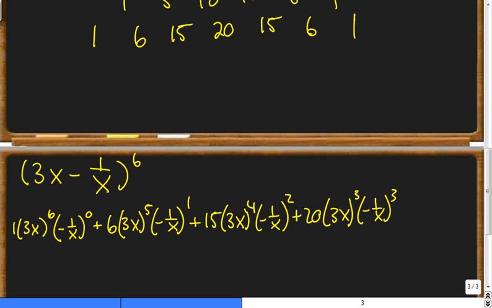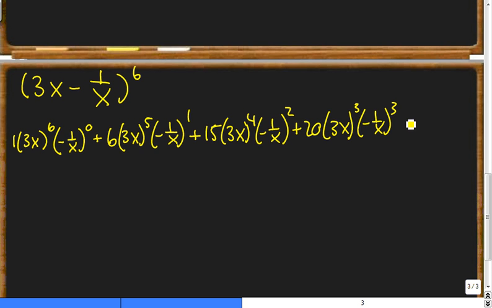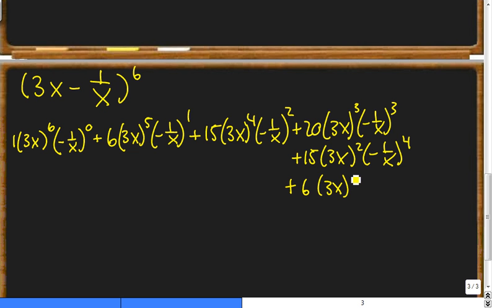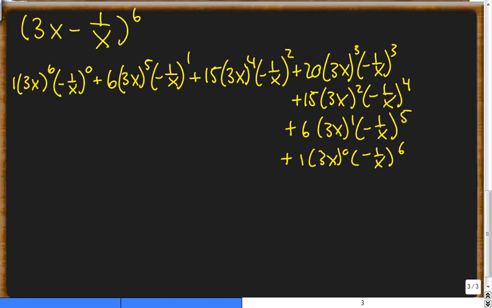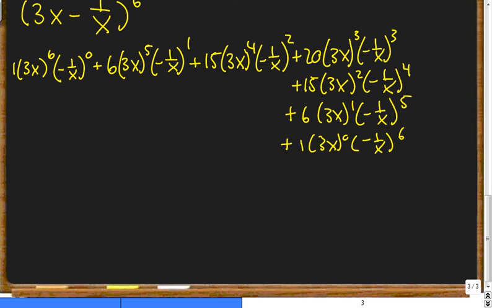And then let's see, so we got 15, 6, 1 plus 15 times 3x squared times negative 1 over x to the fourth plus 6 times 3x to the first times negative 1 over x to the fifth, and then plus 1, 3x to 0, negative 1 over x to the sixth. Very, very long expansion. It would have been a gigantic pain to do through multiplication, but through analyzing it, it makes it a little easier for us. So we start off at the beginning.